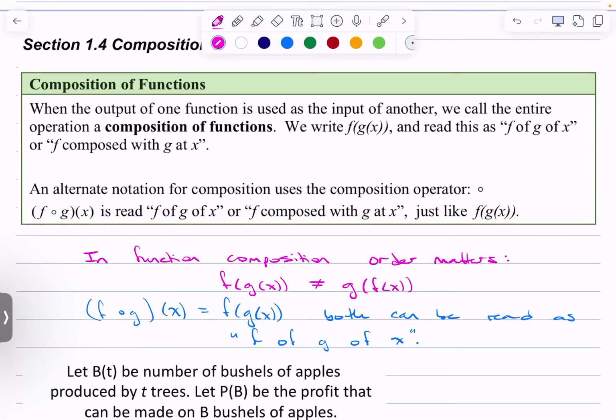And so what are you doing? You're taking the output of the first function and using it as the input in the second function. Okay? So when the output of one is used as the input of another, call the entire operation a composition of functions. We usually write f of g of x, which is read as f of g of x.